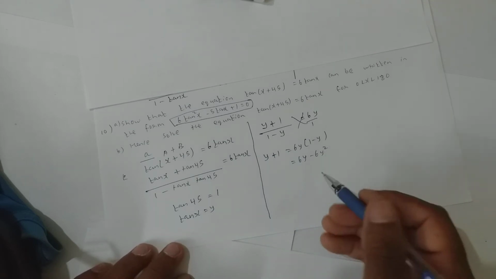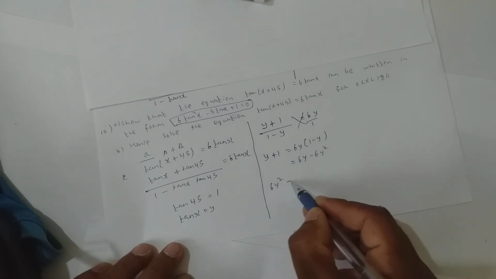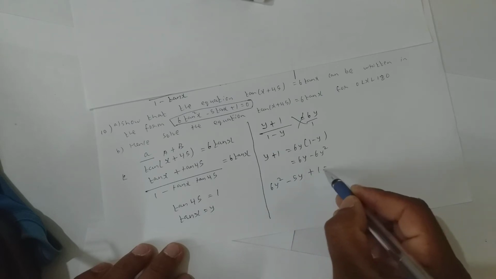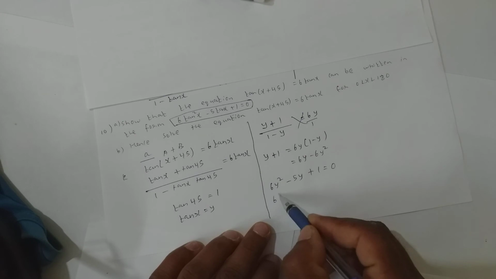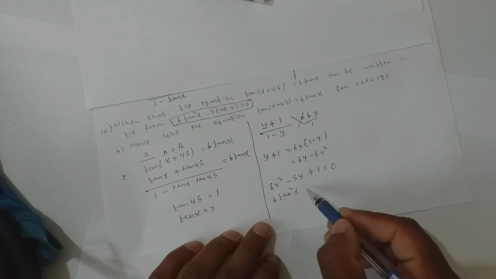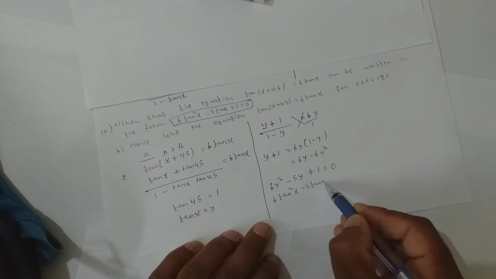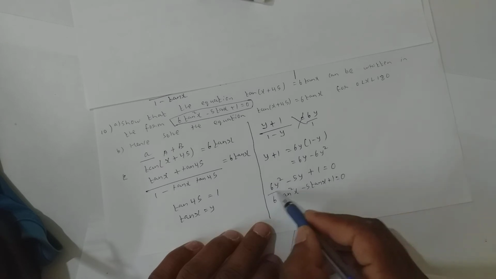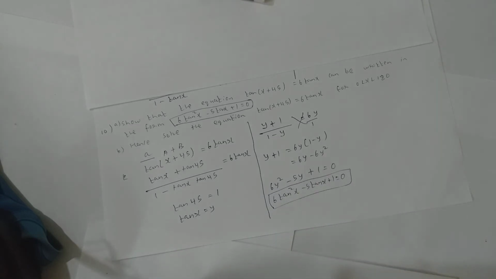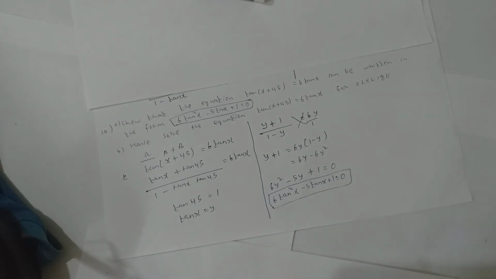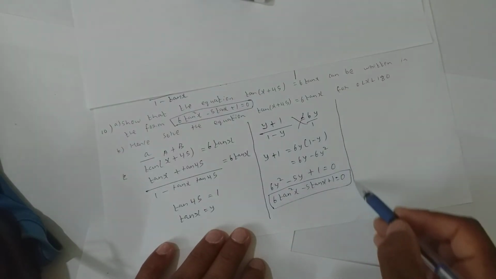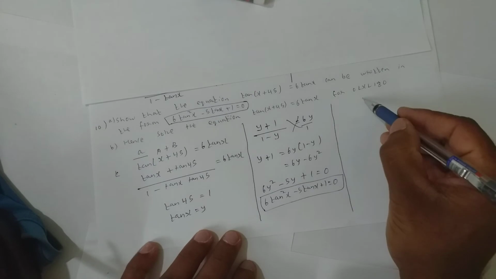Now bring all to one side. So 6y squared - 5y + 1 equal to 0. Now replace y by tan x. So it is 6 tan squared x - 5 tan x + 1 equal to 0, which is what he is asking us to get. Am I clear? Instead of writing tan x every time, see how easier it has become if we substitute tan x equal to y. So first bit is done. Now look at the b bit.